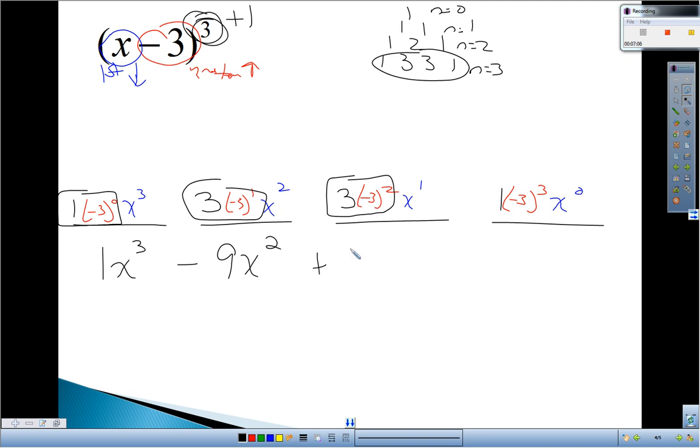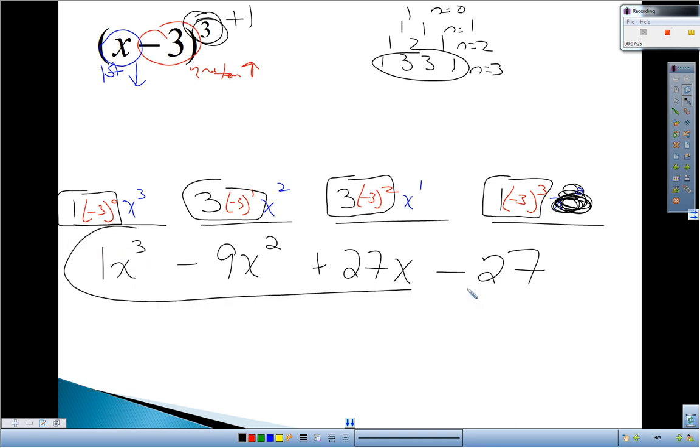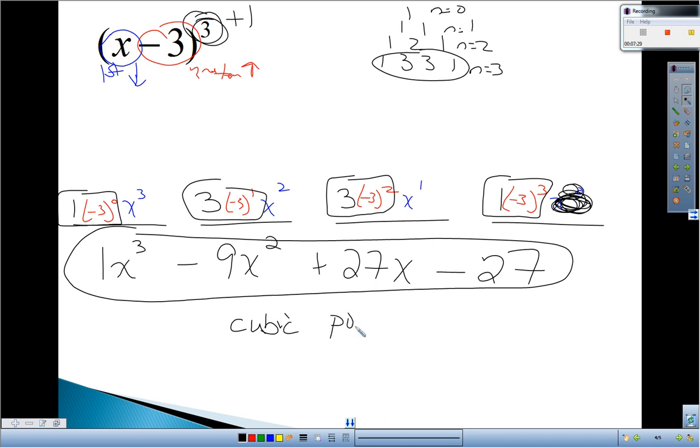plus 27x to the first, and then at the very end, plus 81 minus 27, and x to the 0 just goes away. And so then that leaves me with this, and it is a cubic polynomial.